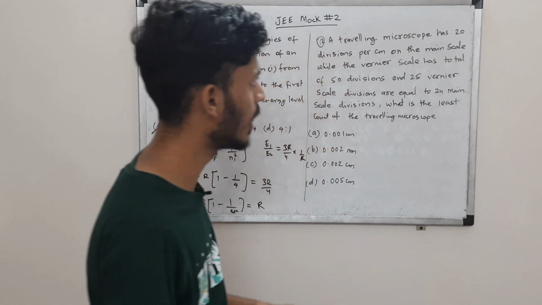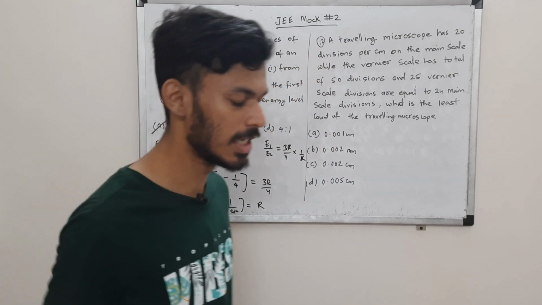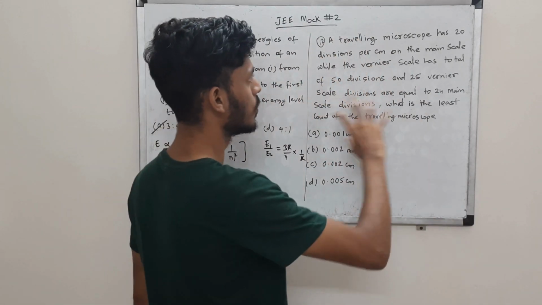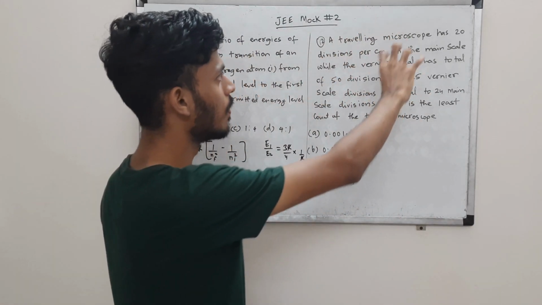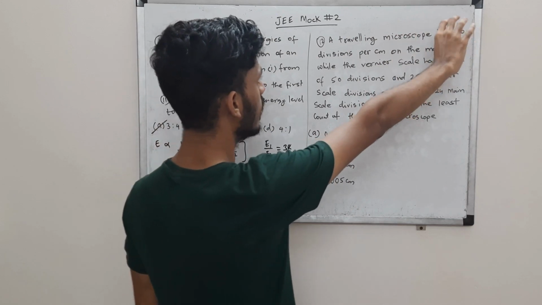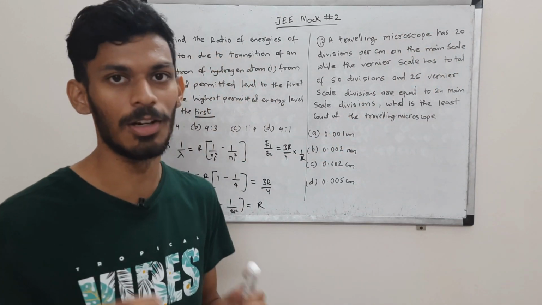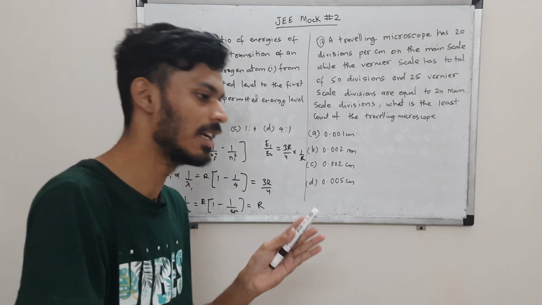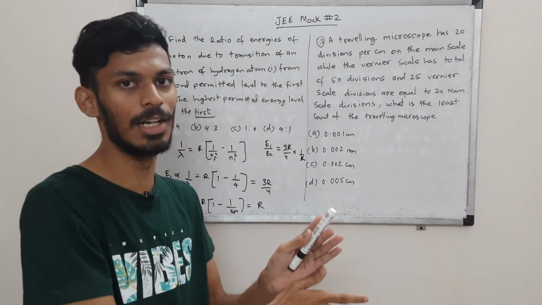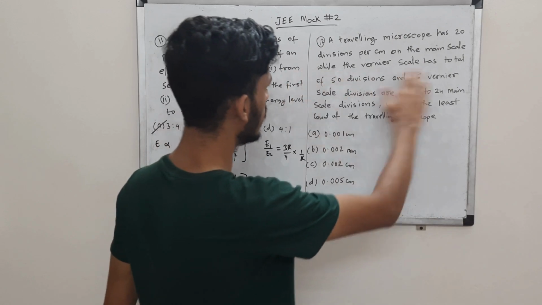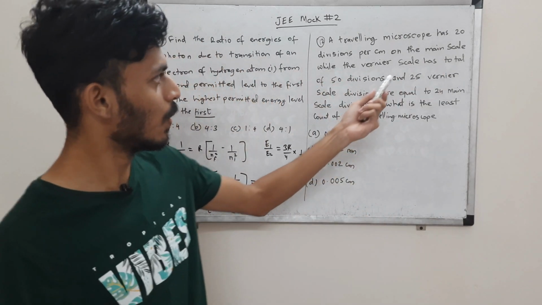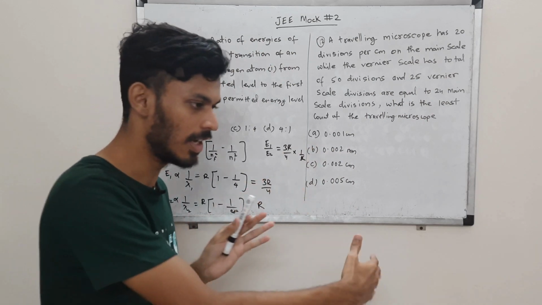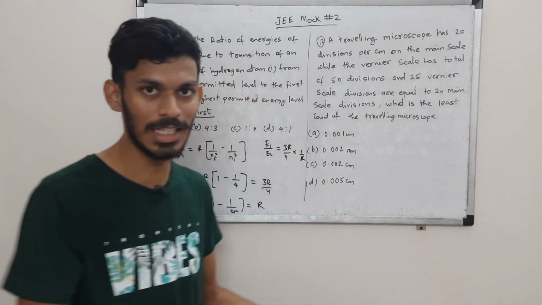Let's come to this one. We have a traveling microscope. This question is based on the concept of vernier caliper. You are supposed to find the least count of this instrument. We are given that it has 20 divisions per centimeter on the main scale, so 1 centimeter is divided into 20 parts, and the vernier scale has 50 divisions. 25 divisions of the vernier scale are equal to 24 main scale divisions.